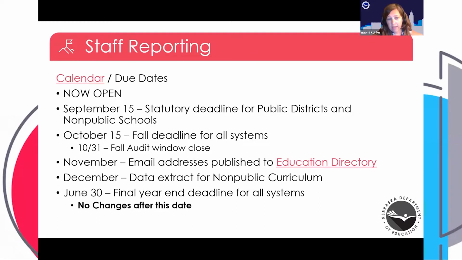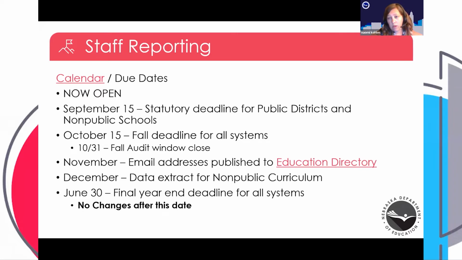And then the fall deadline is October 15th. And this is the formal deadline for all of the systems, with a fall audit window close of October 31st. In November, we pull the information, including email addresses, from staff reporting, and we'll post it to the education directory. This is a public site where anybody can go and see a list of staff that have been reported by all the systems in Nebraska.